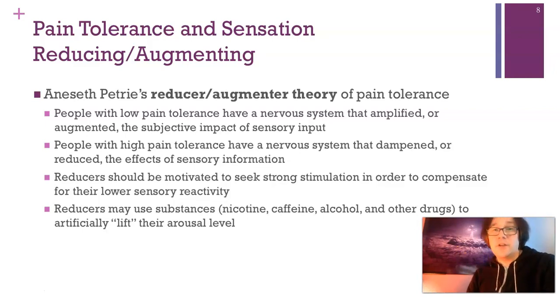So reducers should be motivated to seek out this strong stimulation, and an easy way of seeking out strong stimulation is through drugs, right? Mind-altering chemicals. So reducers may use substances like nicotine and caffeine, alcohol, other drugs to artificially lift this type of arousal level.